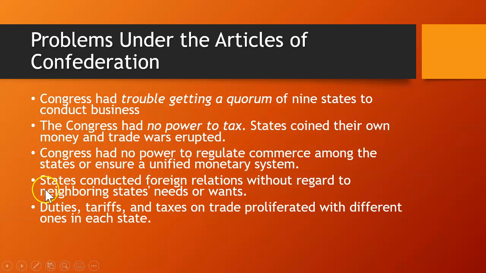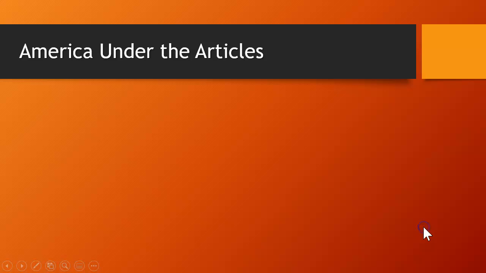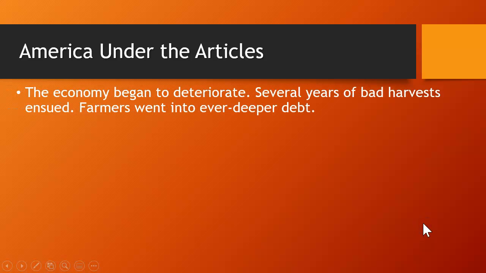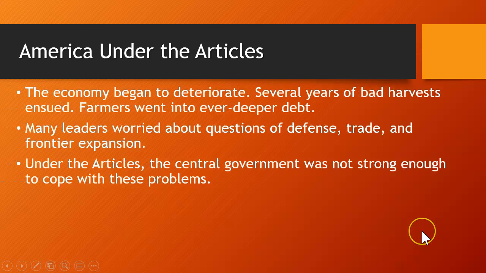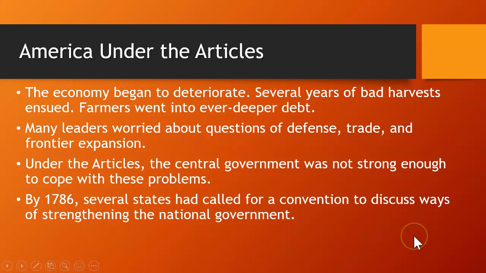Okay, basically, because things were unregulated, there was no tax money going to the national government. There were trade wars between states. After the Revolutionary War, things were pretty chaotic under the Articles of Confederation. Okay, the economy deteriorated. States were printing their own money. The government under the Articles could not figure out a way to solve this problem.